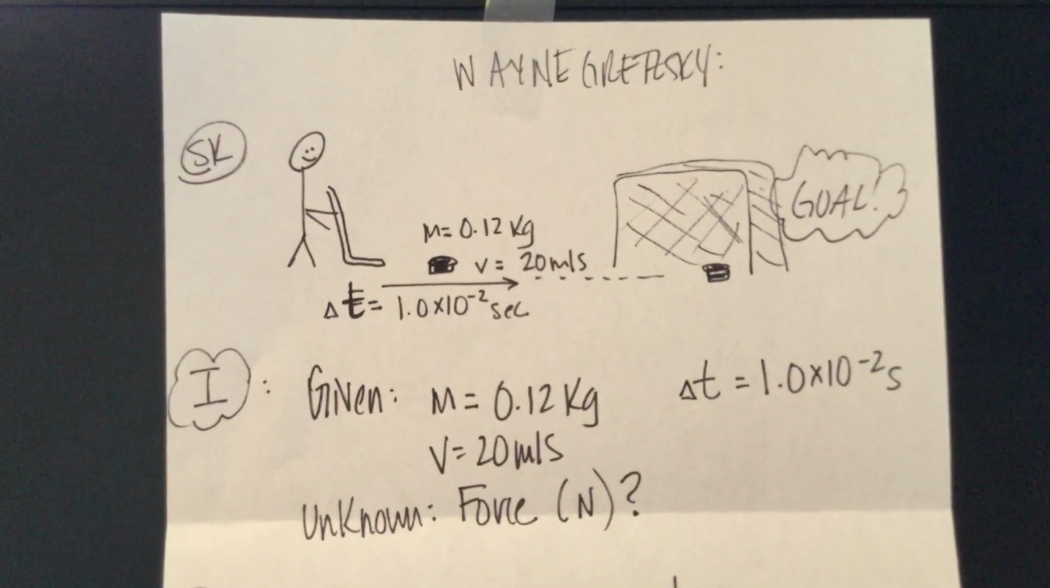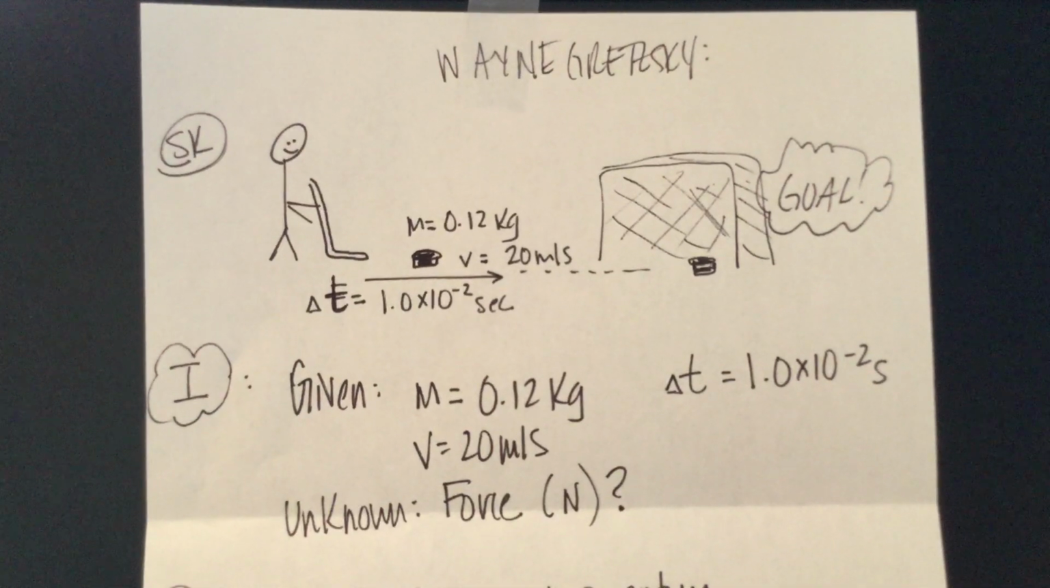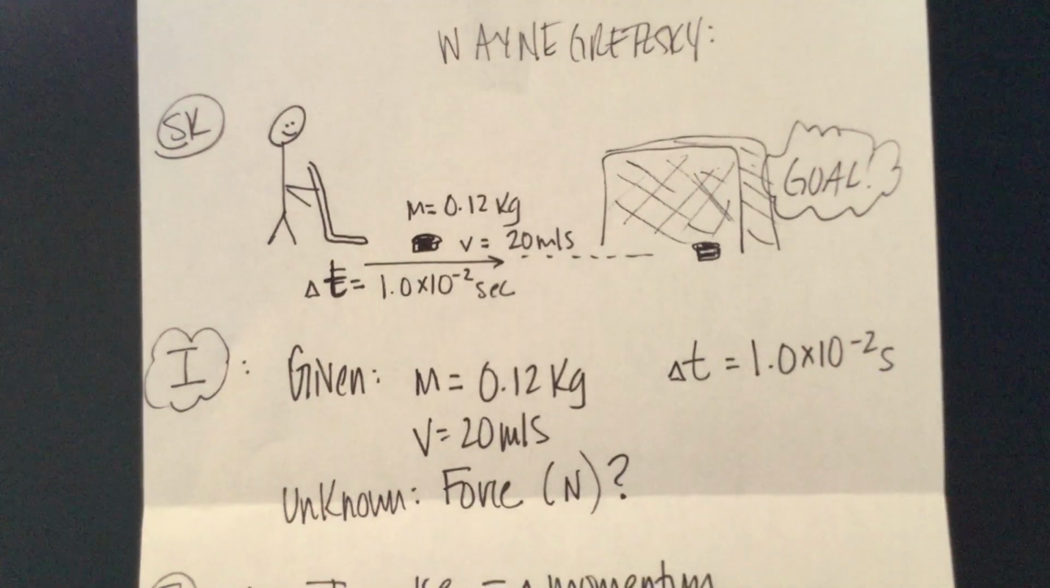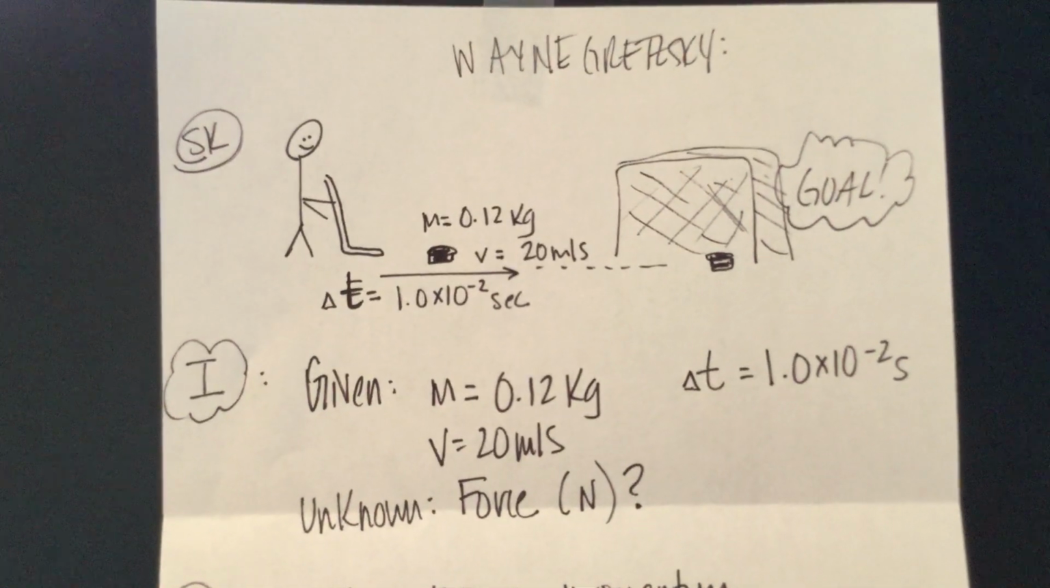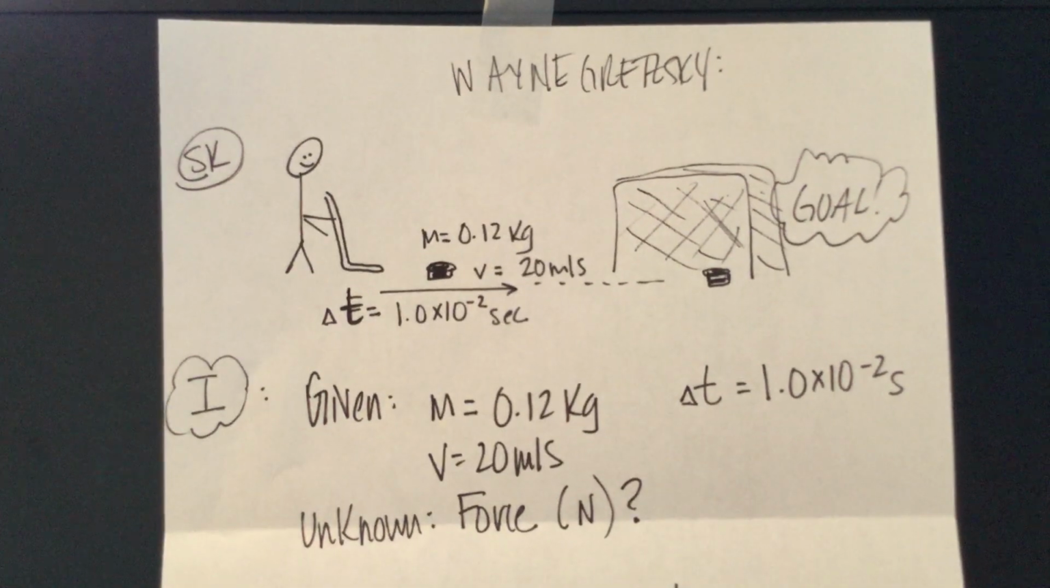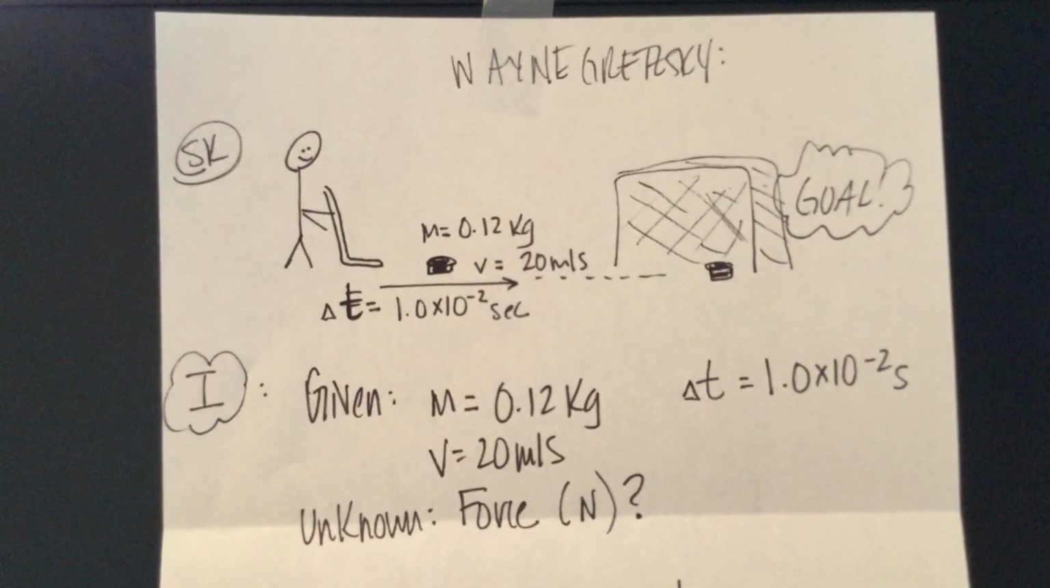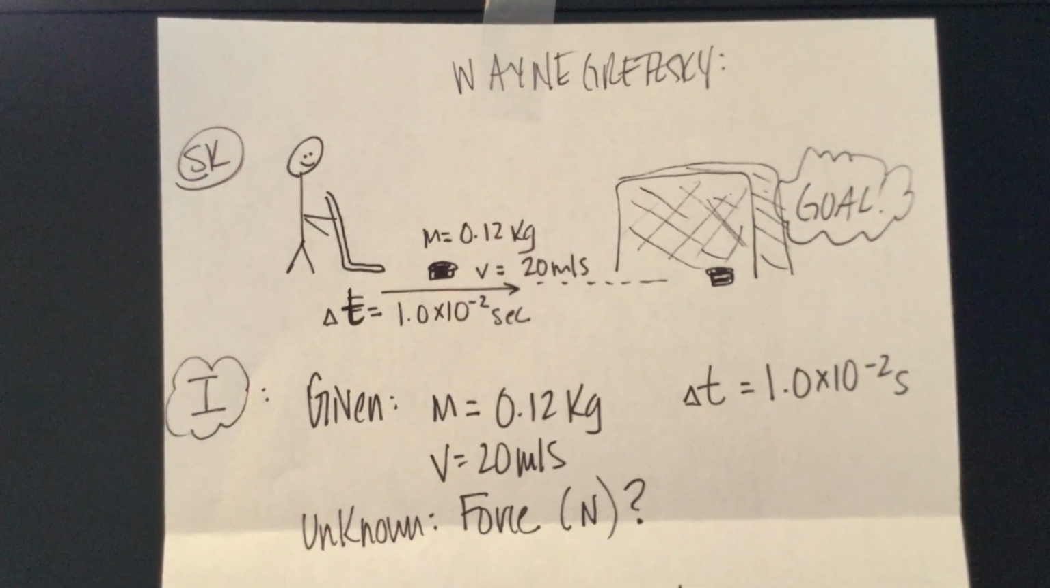Okay, so the givens are mass, velocity, and the amount of applied time or elapsed time that the force is applied. What is unknown is our force. Everything looks good in terms of units. We have everything where we want it to be, so there's no conversions necessary. This is not a double-step problem.